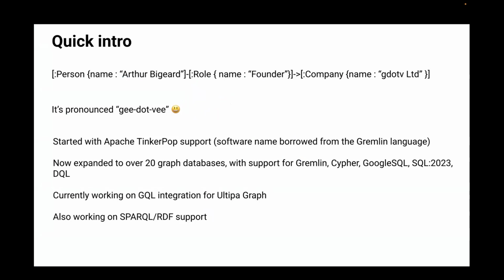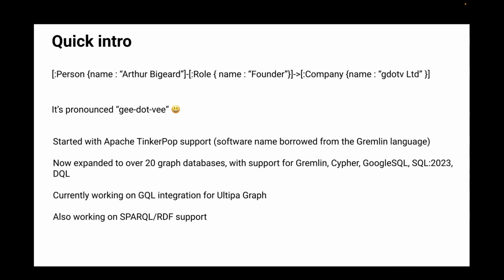Just quickly about me. My name is Arthur Bigeard. I'm the founder of G.V. Always address that, it's pronounced G.V. We've got a very strong Apache Tinkerpop heritage. That's actually the reason behind the name. It's based on the Gremlin querying language, which is an excellent graph database language, but it's also one that's relatively difficult to learn and that suffers from a severe lack of tooling, which has been the whole reason why we made G.V in the first place.